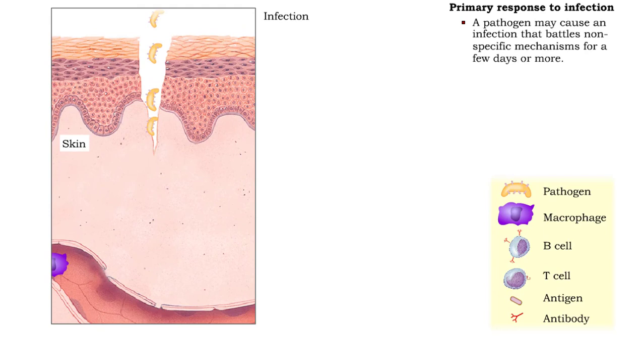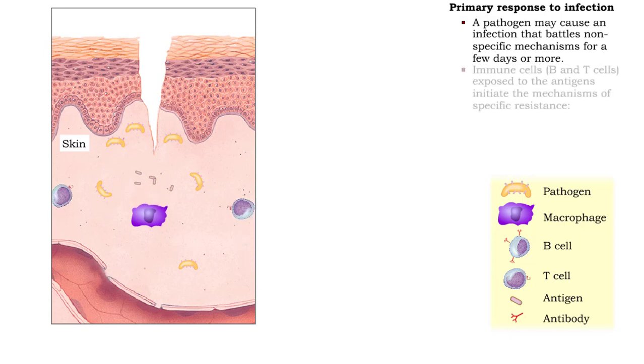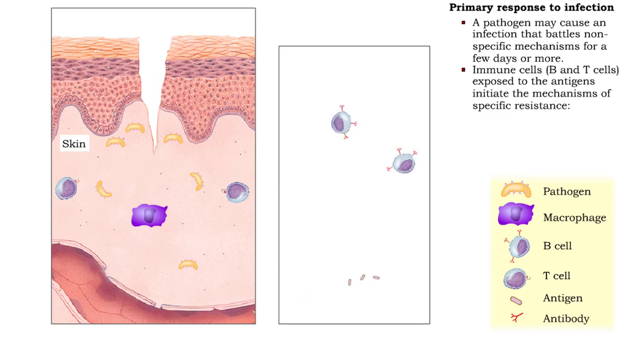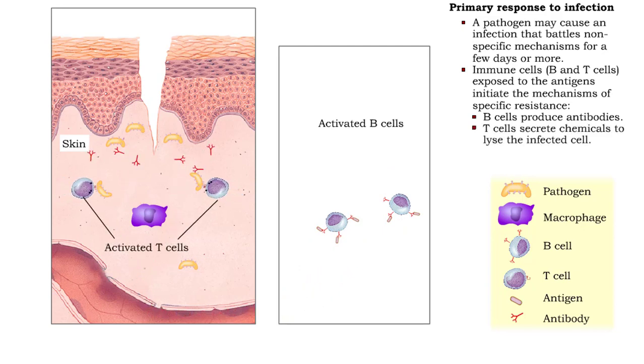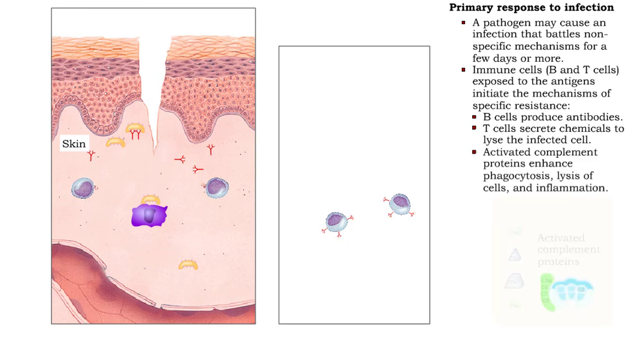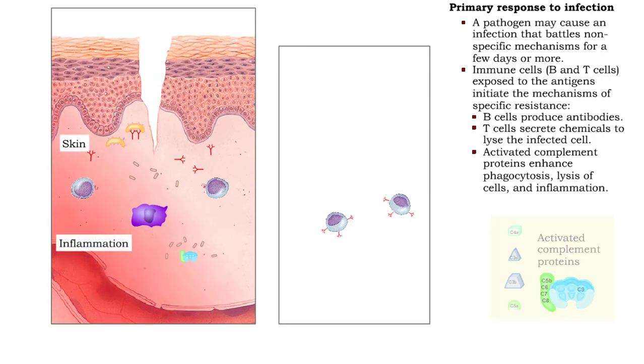An infection can hold out against nonspecific mechanisms and even overwhelm this initial resistance. Meanwhile, immune cells are being exposed to the antigens, initiating a specific response to the invader. Activated B lymphocytes produce antibodies, and activated T lymphocytes secrete chemicals to lyse or burst the infected cell. In addition, activated complement proteins enhance phagocytosis, lysis of cells, and inflammation.